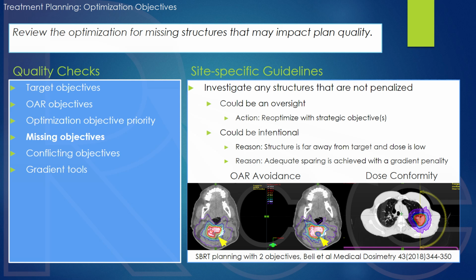And then it could be intentional. So at right, I show an example of a lung SBRT plan where there's not an organ at risk nearby which is dose limiting. Only 2 optimization objectives were needed for this plan to achieve a very steep dose gradient in all directions. And there just simply wasn't a need for extra penalties.